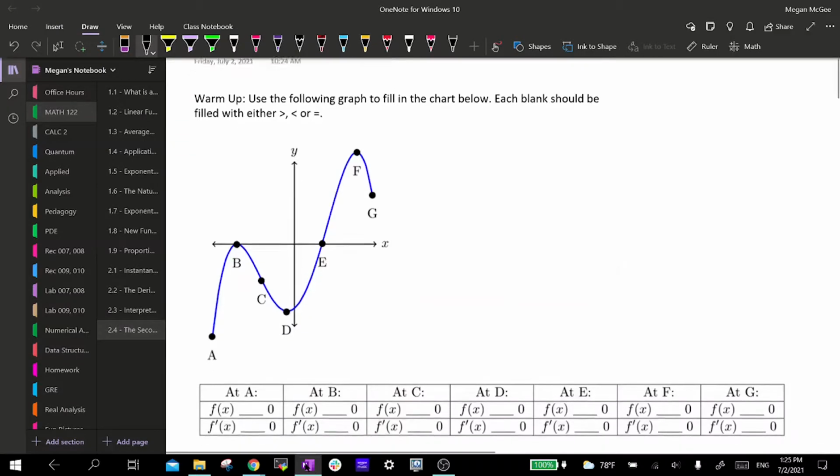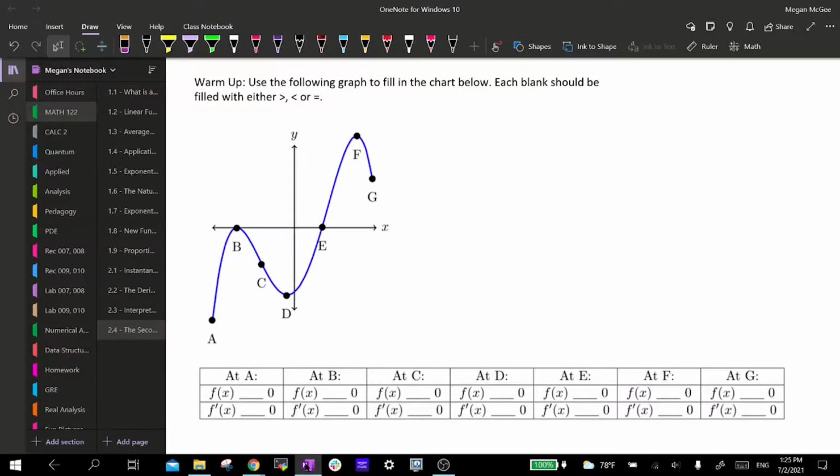Okay, so we're going to start with a warm-up. First, we're going to look at this graph here, and we are going to fill in the chart below with either the symbols greater than, less than, or equal to. Alright, so first let's look at point A. So at A, we actually have f of A here. Alright, and so our f of a, or f of x, we need to determine, is it greater than, less than, or equal to 0?